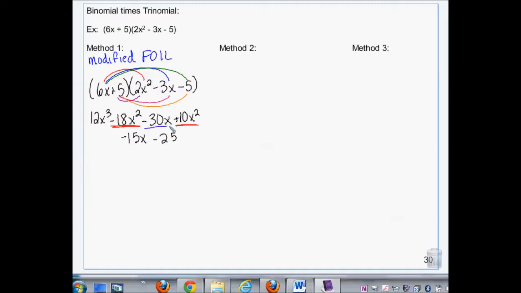Negative 30x and 15x are alike. So 12x to the third is by itself. Then the x squareds, I have negative 18 plus 10, so that gives me negative 8. And then I have negative 30 and negative 15, so it's negative 45 and then minus 25. So that's the modified FOIL.